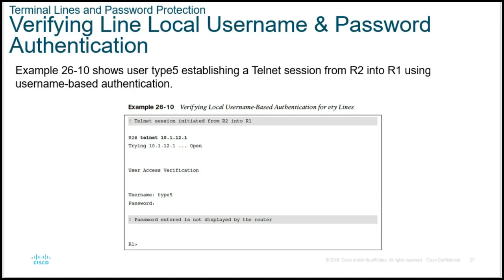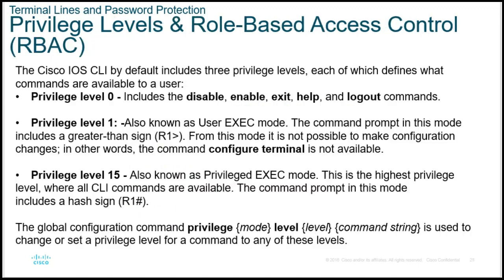For local username and password, it has a pair of username and the respective password. Based on the username and password pair, we can also assign privilege levels. That means a particular user can be escalated to a certain level in the IOS access. So privilege level 0, we can only run the commands disable, enable, help, logout and also exit. So this is the lowest level, only for us to run these 5 commands. Next, we have privilege level 1.